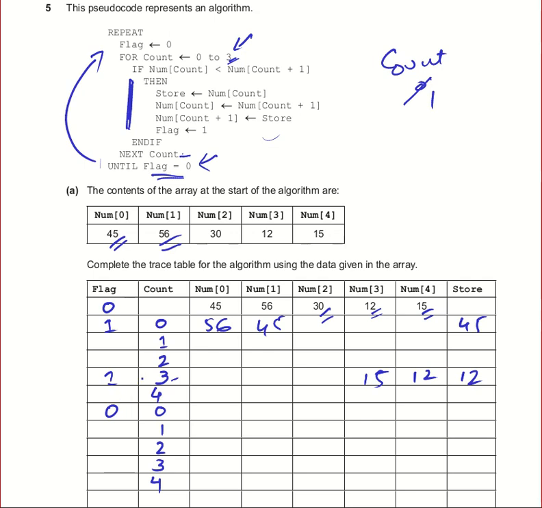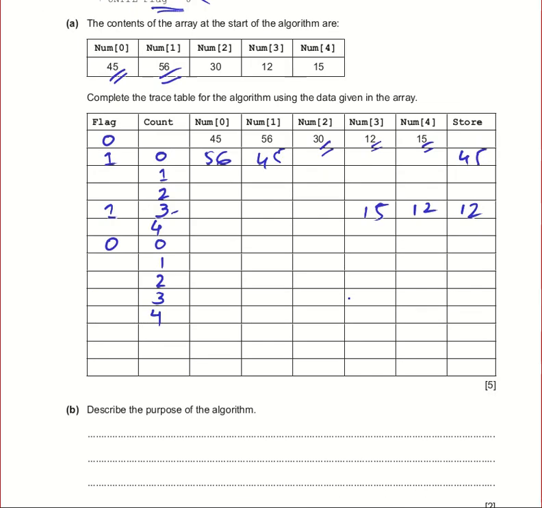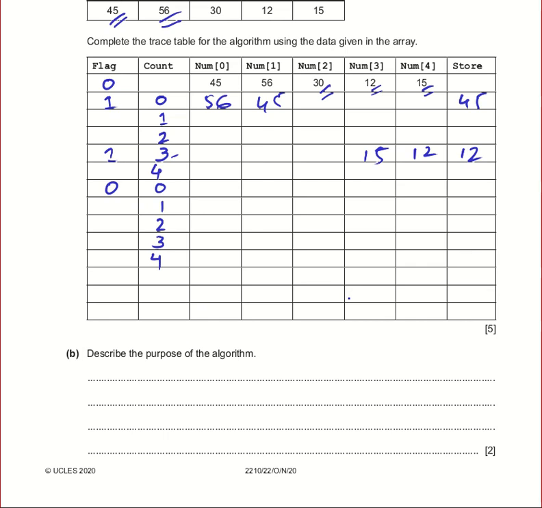So what has happened in this algorithm? They are essentially sorting the array in a descending order, making the larger values come to the left and smaller values go to the right. So as you can see, 56 over here, 45, 30, 15 and 12. So you need to specify this over here as well. Describe the purpose of the algorithm. So the purpose is to sort the array in a descending order.